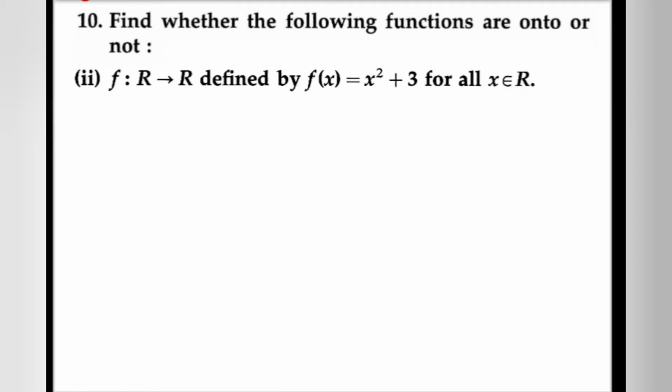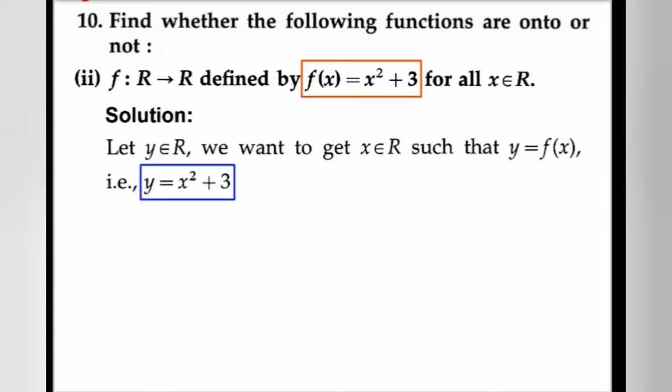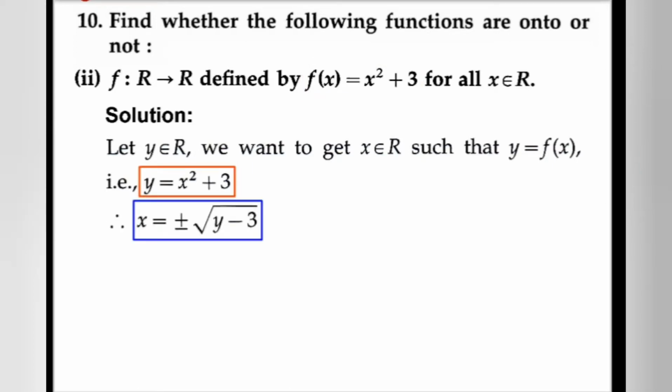Number 2. Function from R to R defined by f(x) = x² + 3 for all x belonging to R. Solution. Let y belong to R. We want to get x belonging to R such that y = f(x). That is, y = x² + 3. Therefore, x = ±√(y - 3).